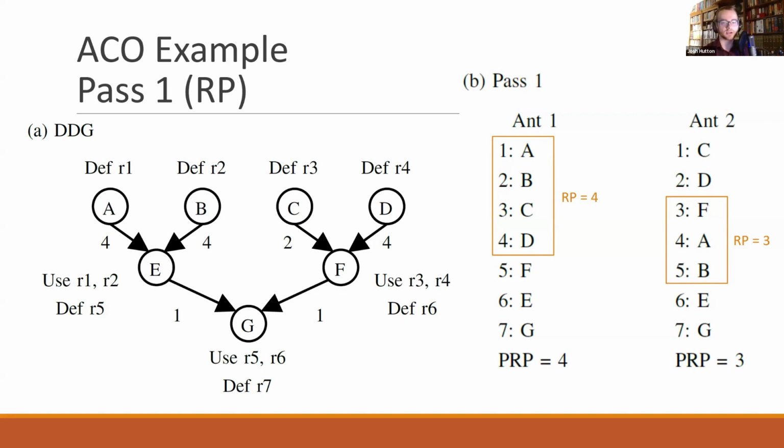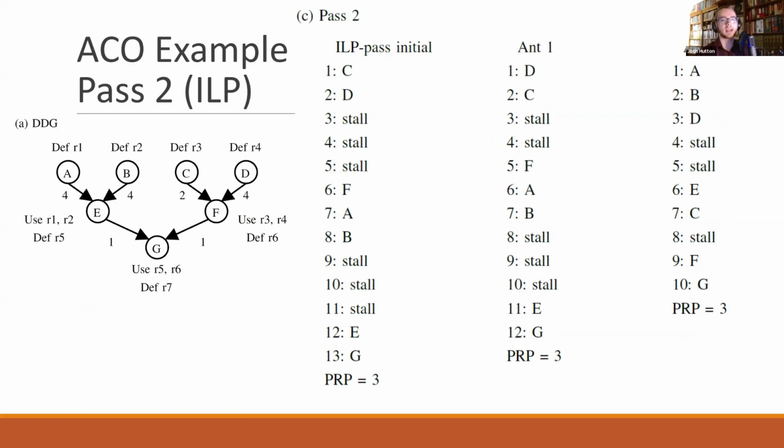schedule and insert stalls in order to satisfy the latency constraints. So you can see this schedule on the right is the same as this ILP pass initial schedule on the left, but there are now stalls inserted. The ants in this pass will try to maintain this lowest peak register pressure of 3, but find the shortest schedule they can at this PRP.